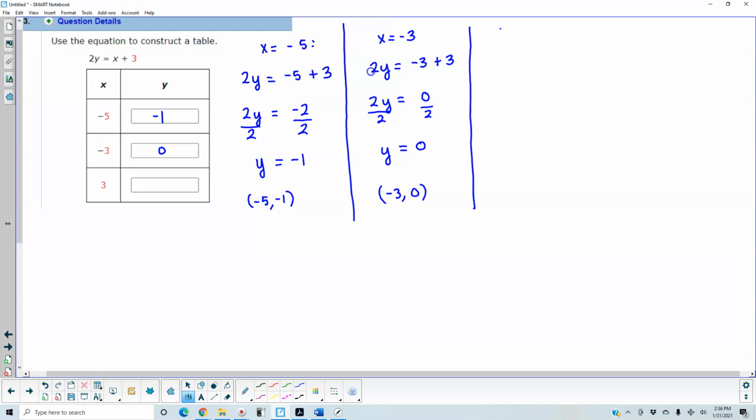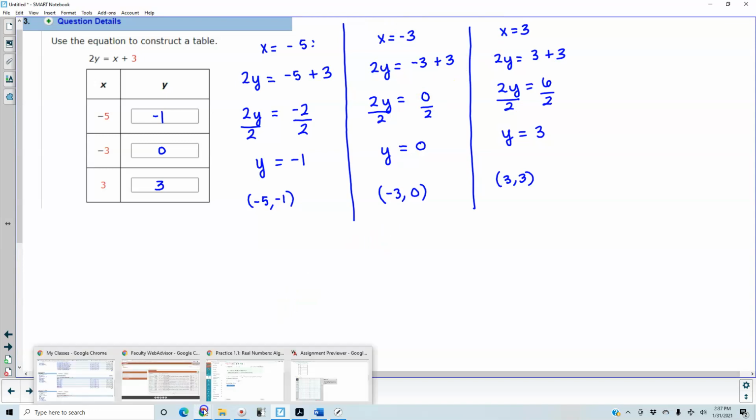The next one, we know that x is going to equal 3. So we have 2y, which is equal to 3 plus 3. Well, 3 plus 3 is going to give me 6. Divide both sides by 2, and then 6 divided by 2 is going to give you 3. And so therefore the y value is going to be 3. So we have (3, 3).